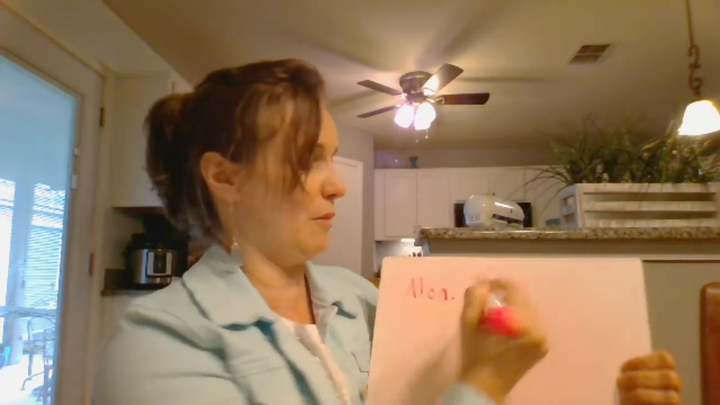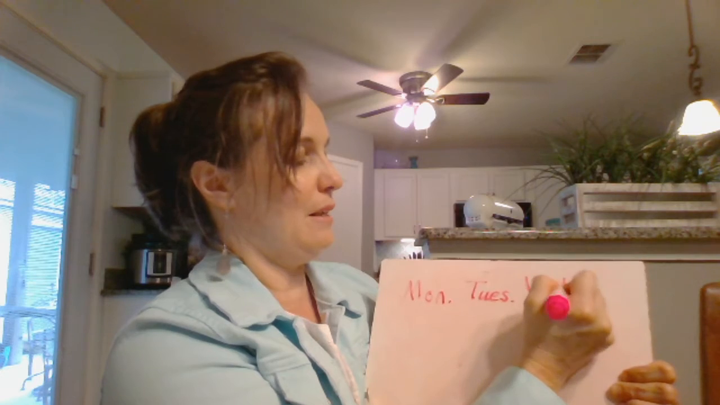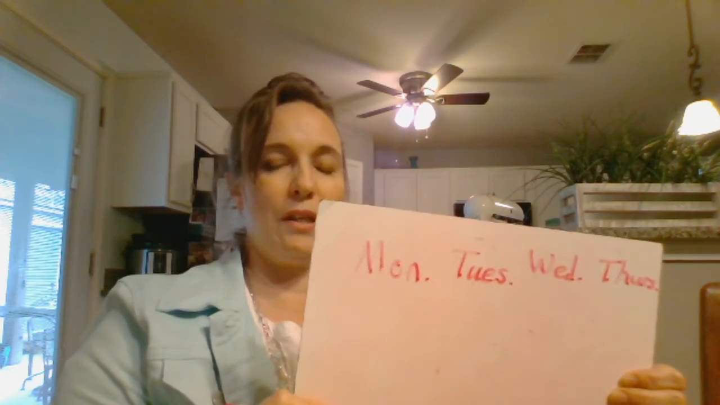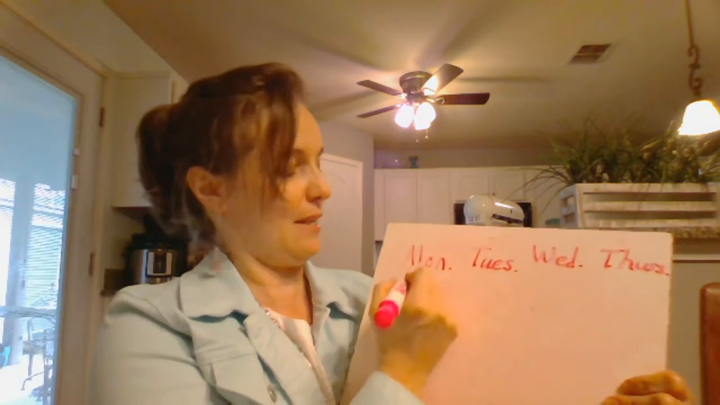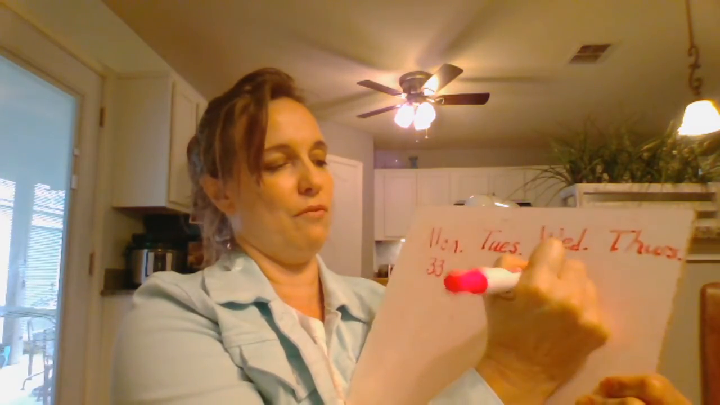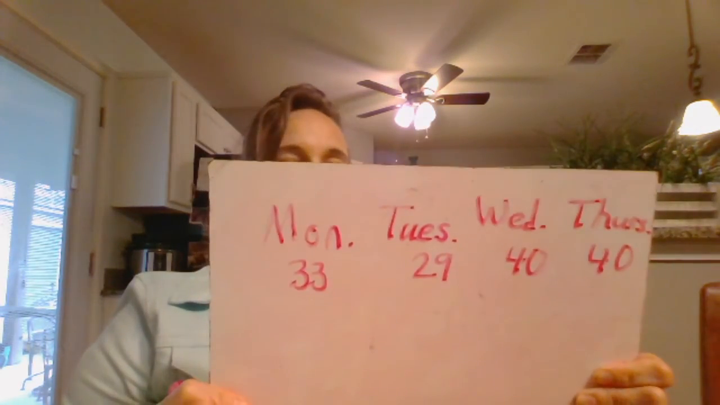All right, so another thing you can do is Monday. That's called an abbreviation. You have a period on the end of it. It's a short way of writing Monday. Tuesday, period. Wednesday, period. Thursday, period. And so instead of coloring a graph, you just get a sheet of paper and write that across the top. So however many you get done today, say you got 33, you put a 33 on there. Maybe tomorrow you got 29. You would put a 29 on there. Maybe the next day you got 40. And the next day you got 40. So each day this week you'll write your number down.